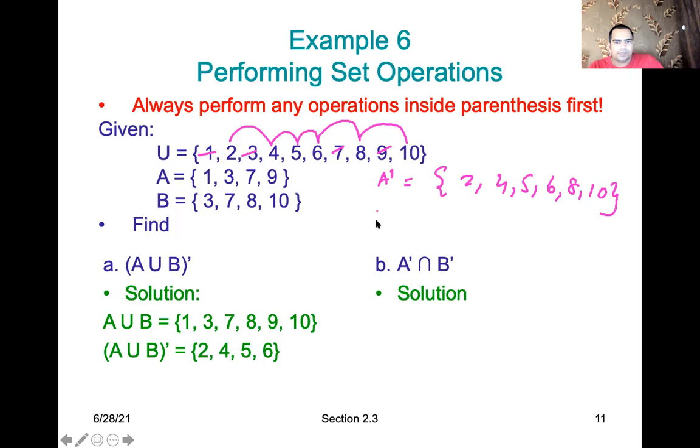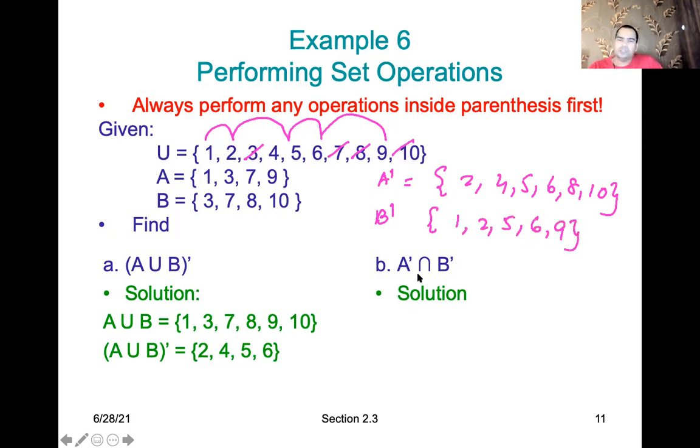That's A complement. And then B complement is going to be, skip out the numbers that are in B. So 3, 7, 8, and 10. So it'll be 1, 2, 5, 6, and 9.